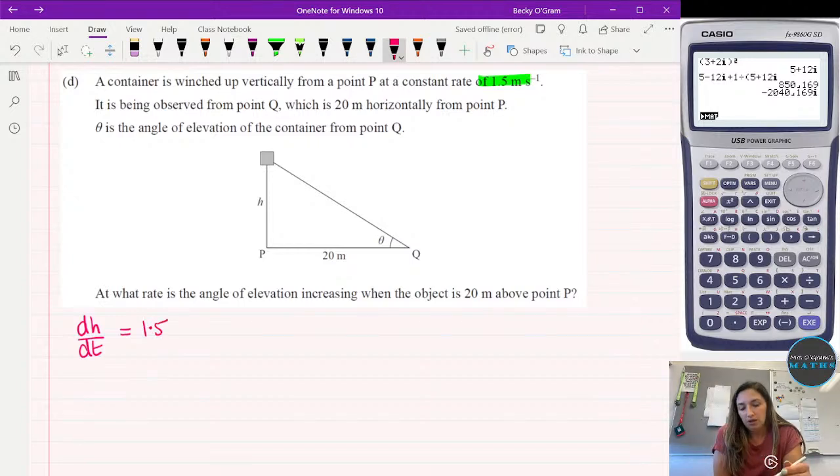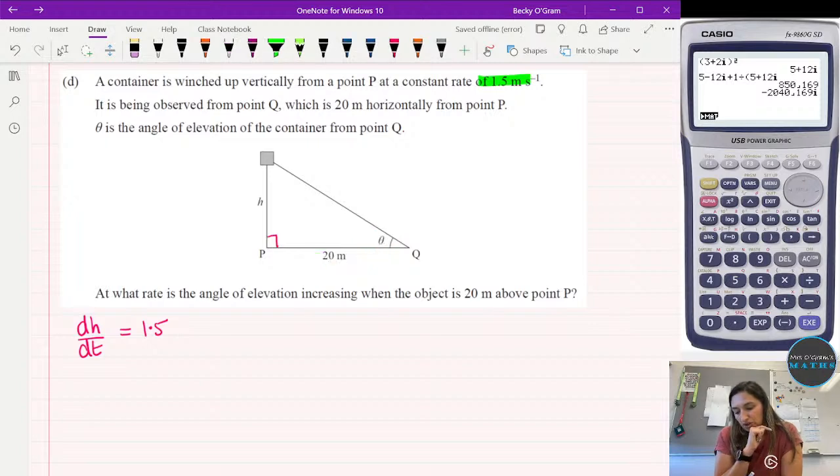So the dh by dt is 1.5. This is how much this is moving up. So here's our container being winched up in this box here, and it's going vertically above P at that rate of 1.5. We've got some other information. This obviously will make a right-angled triangle here since the object's going up vertically. Then we have a distance of 20 along the bottom. That's on there. We have an angle of elevation just here.